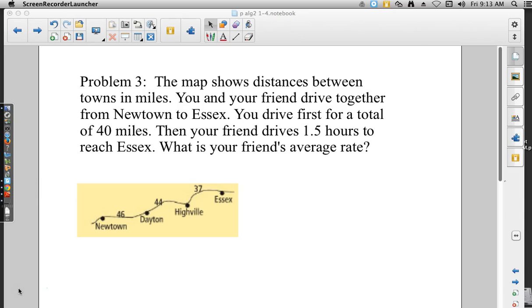We can get this. The map shows distances between towns in miles. 46 miles, 44 miles, 37 miles. You and your friends drive together from Newtown to Essex. You drive first for a total of 40 miles. Then your friend drives 1.5 hours to reach Essex. What's your friend's average rate?